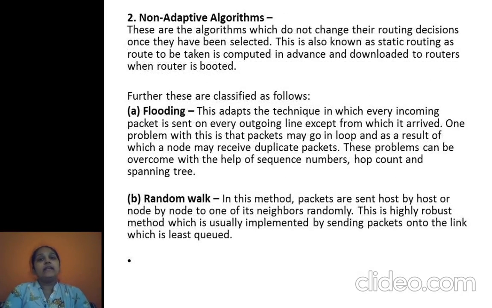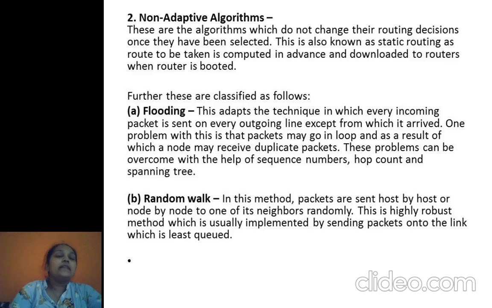Next, the second algorithm is the non-adaptive algorithm. These are the algorithms which do not change their routing decisions once they have been settled or selected. As we discussed, the adaptive algorithm is a dynamic algorithm in that it can change its routing paths. But the non-adaptive algorithm is static routing, so you cannot change the route once it is set.